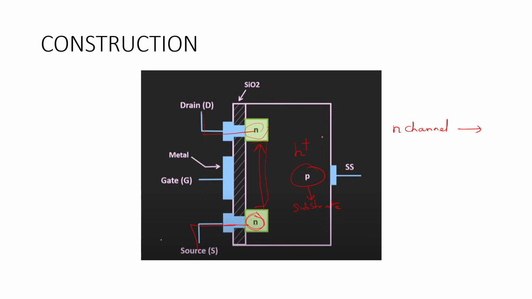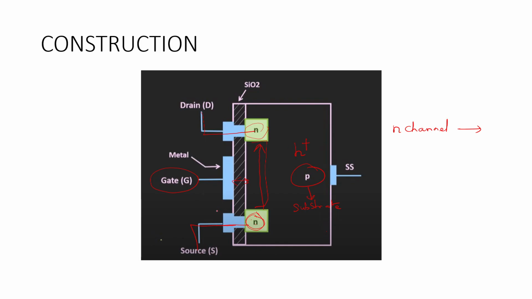Okay, this substrate will consist of holes as a majority and electrons as a minority charge carriers. And this SS is a substrate. And the gate terminal is not actually connected to the substrate because it is insulated. So you can see the gap. This is made up of SiO2, or we can say it is a polysilicon. So the gate is insulated from the substrate.